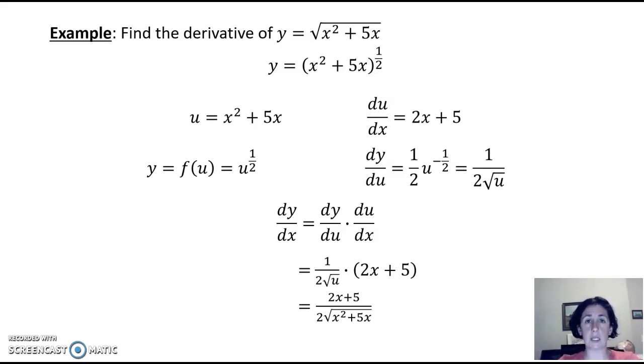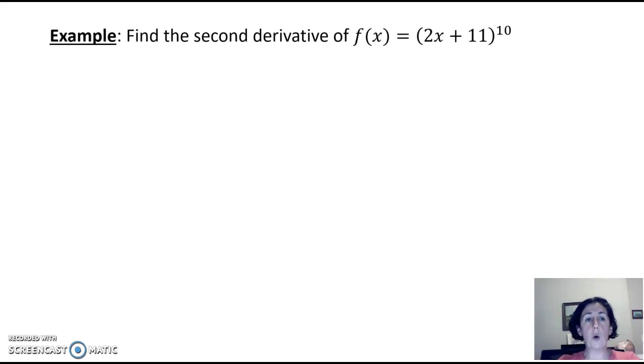So let's look at some more examples of the chain rule. What if I wanted to find the second derivative of f of x equals 2x plus 11 all to the 10th? Now, at some point, I want you to get familiar enough with the chain rule where you don't have to actually call out what u and du dx is and what y and dy du is. We can just say, hey, right here's the inside function, and the outside function is taking this inside function and raising it to the 10th power.